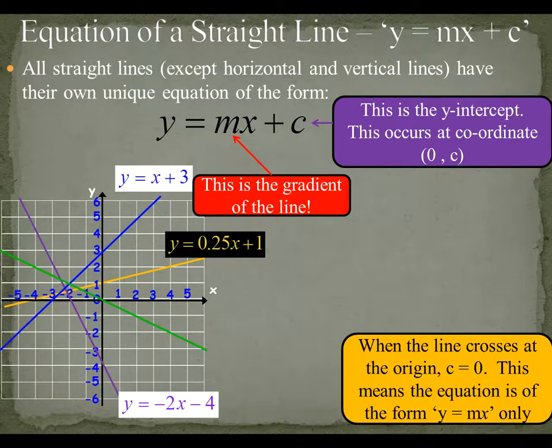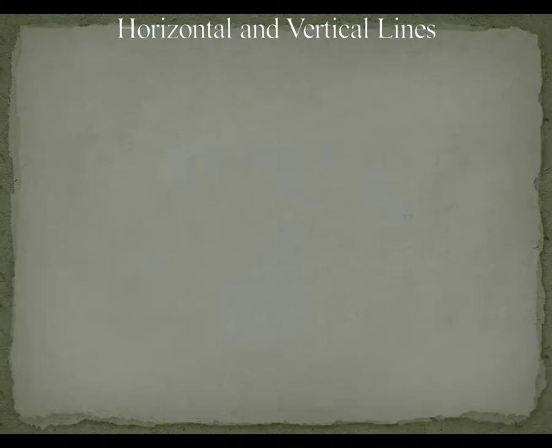Again, it's interesting to note that when you get a straight line crossing through the origin, you have no value for c. It is 0, so you don't need to show it. So equations of that form will just be y equals mx, and in this case, the green line is a negative sloping gradient, so it's minus 0.5x. So y equals minus 0.5x.